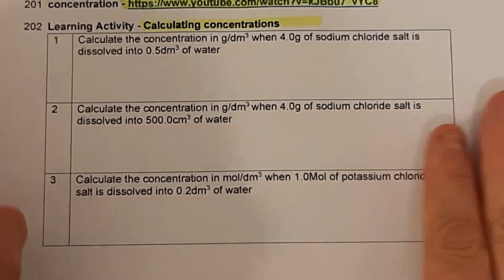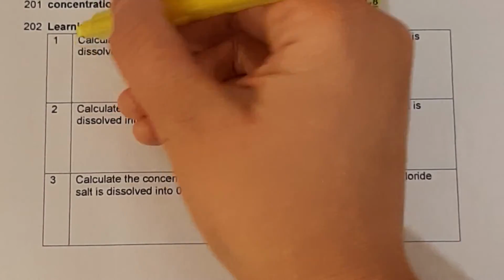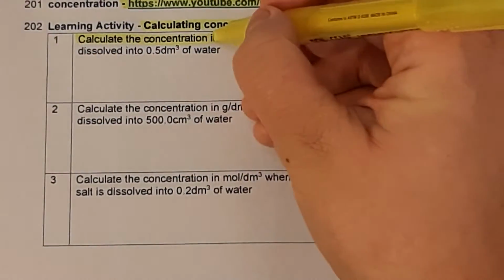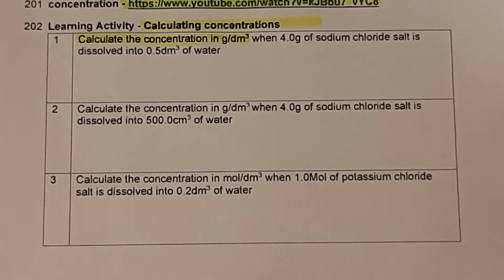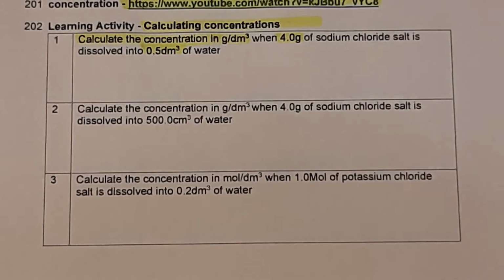So let's review. We'll start with question 1. Calculate the concentration. Okay, so it wants us to calculate concentration in grams per decimeter cubed. Then it tells us we've got 4 grams of sodium chloride, and it's been dissolved into 0.5 decimeters cubed of water. Okay, so the first thing we need to think about here is, well, what's the equation I need to use?